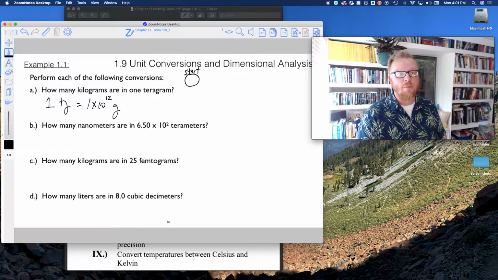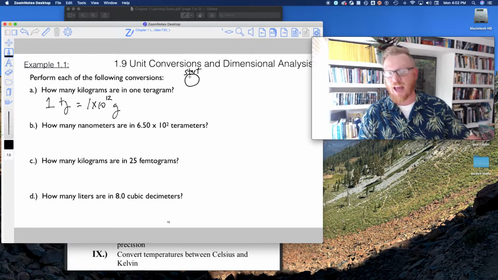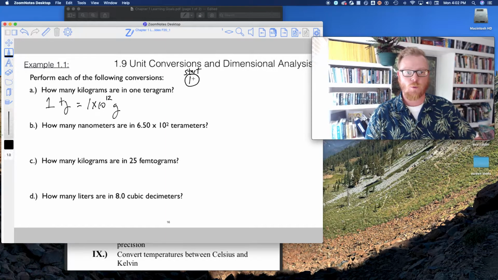And in this problem, how many kilograms are in 1 teragram? Well, we were only given one number to begin with, so that's where we're going to start, with 1 Tg. We're going to start with whatever number we have. And then the process is going to be a series of multiplications and divisions.